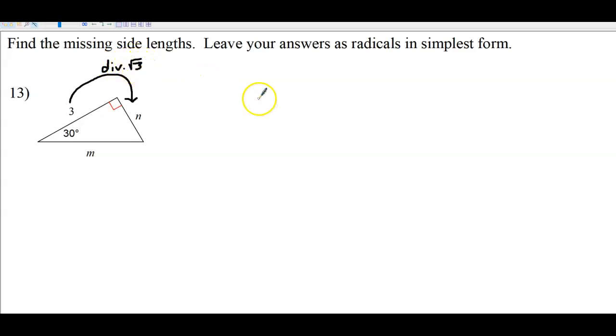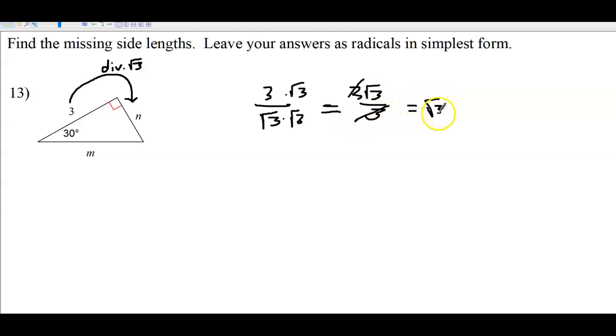But 3 over the square root of 3, nothing cancels this time. So that's technically the answer, but as you guys may recall, we don't like having square roots on the bottom. So I'm going to multiply the top and the bottom by the square root of 3, which gives me 3 square root 3 over 3. And therefore these 3's now cancel, and I'm just left with the square root of 3. So by dividing 3 by the square root of 3, I end up with the square root of 3.